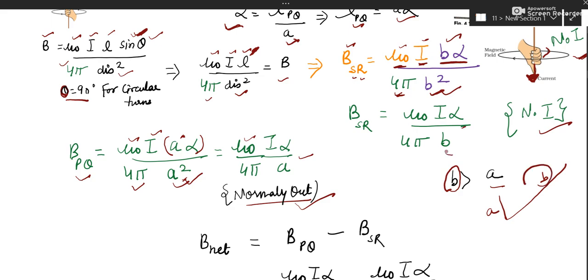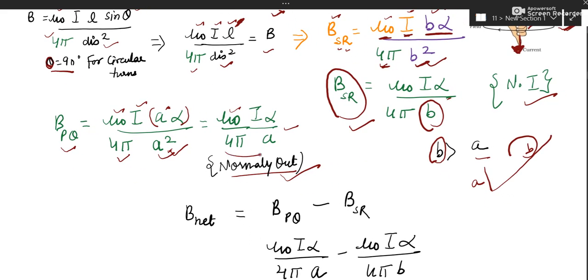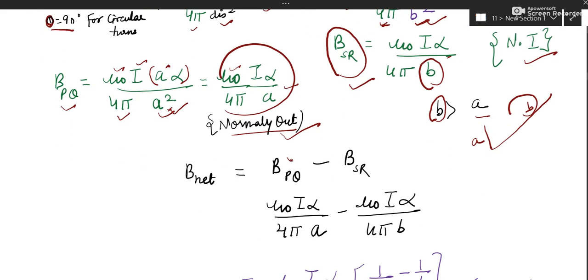So B is more, so the magnetic field due to that portion is less. So this will come later and this will come first. This is greater: the magnetic field due to PQ is greater and the magnetic field due to SR is less. Substitute, take LCM and report the answer.